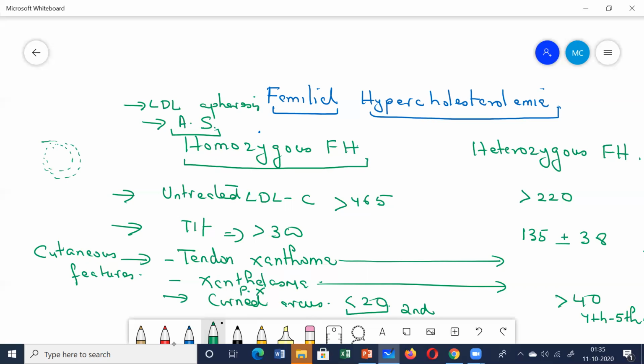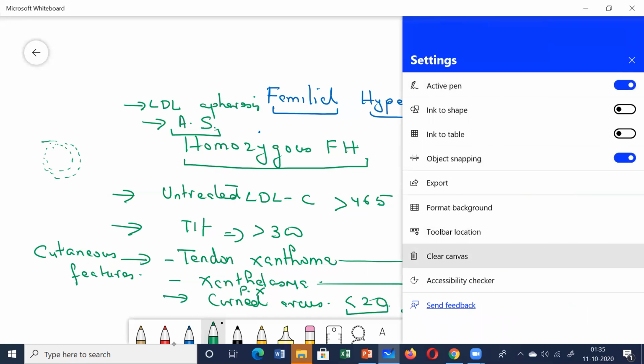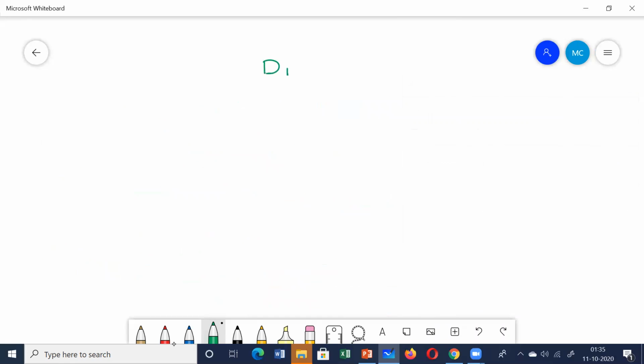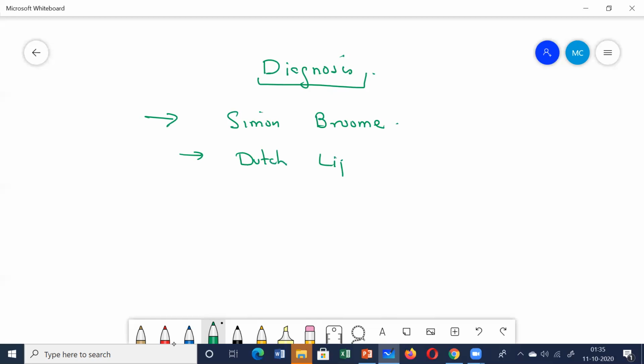Okay, so next we shall talk about the diagnosis. How are you going to diagnose? What are the different criteria for the diagnosis of familial hypercholesterolemia? Mainly, remember, there are three clinical criteria. One is called the Simon-Broome criteria. Another is the Dutch Lipid Network criteria. Another is the MedPed criteria.